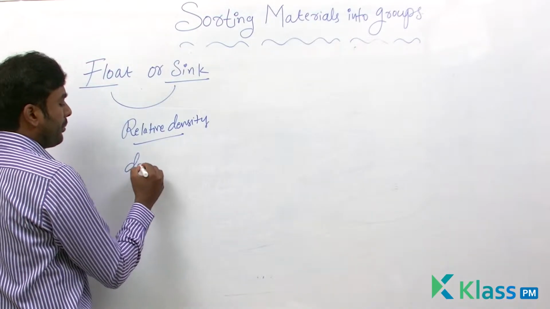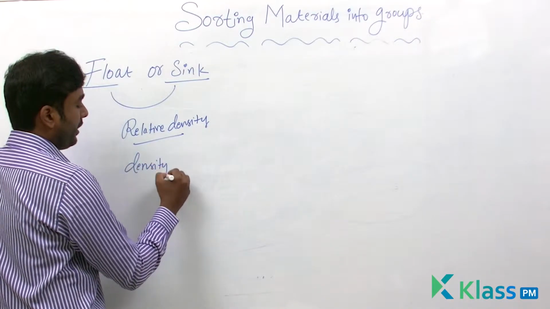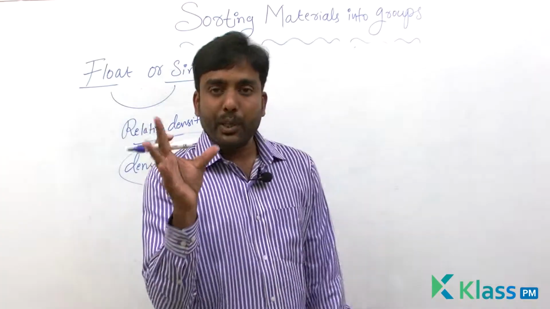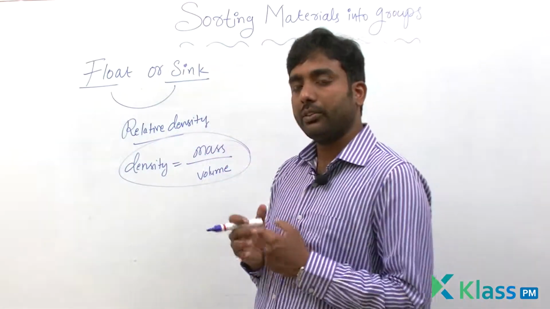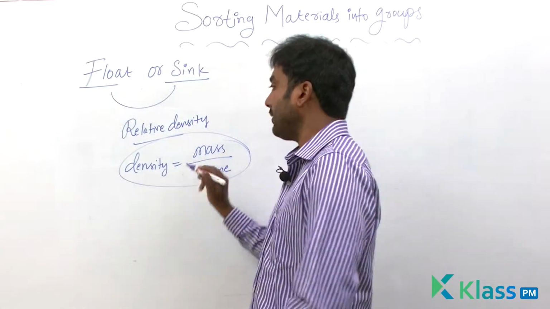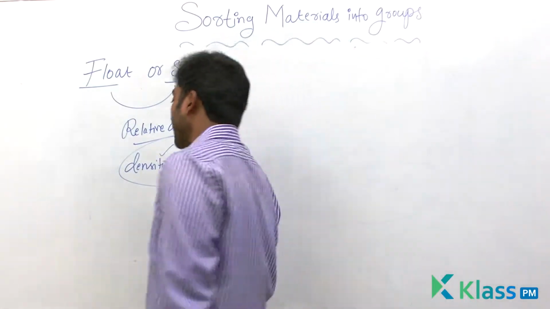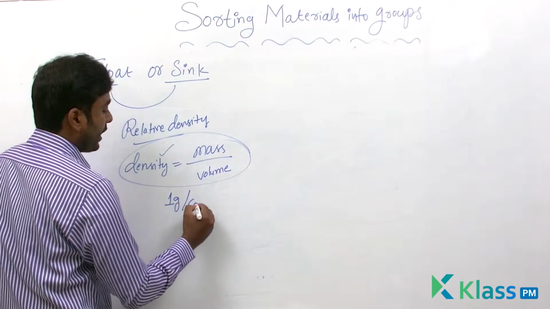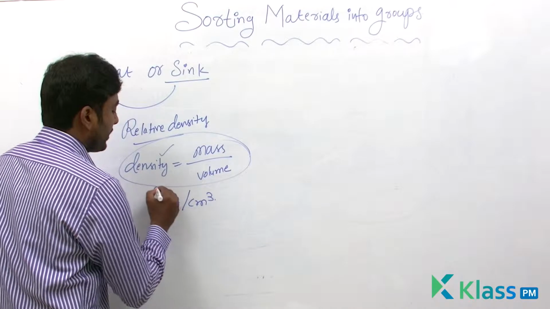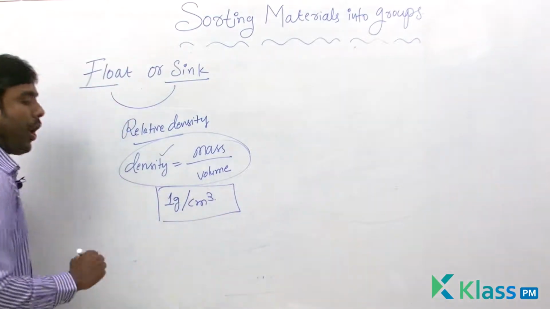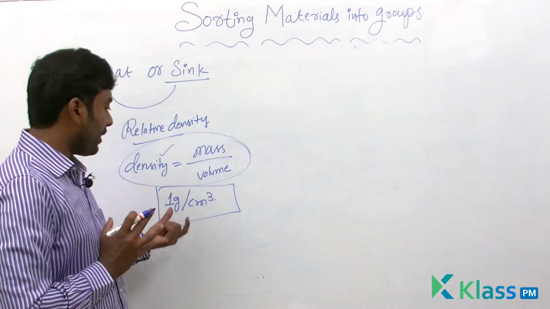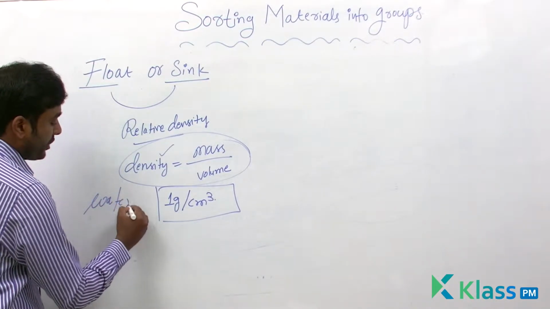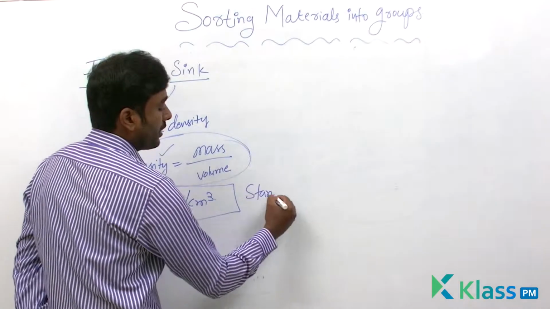So the density formula, if you want to write, density is given by mass by volume. So in a particular volume, how much mass is present, that is taken as density. Generally the water density is taken as 1 gram per centimeter cube. This is taken as the standard density. All other substances' densities are compared with water density.